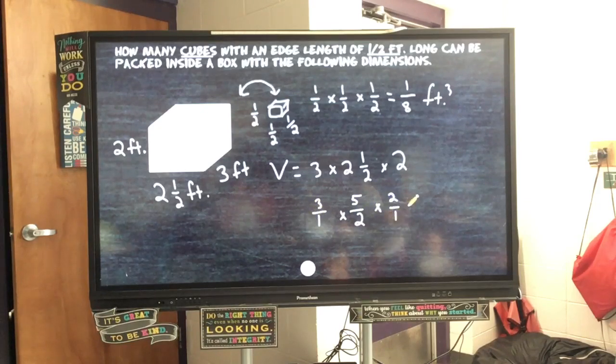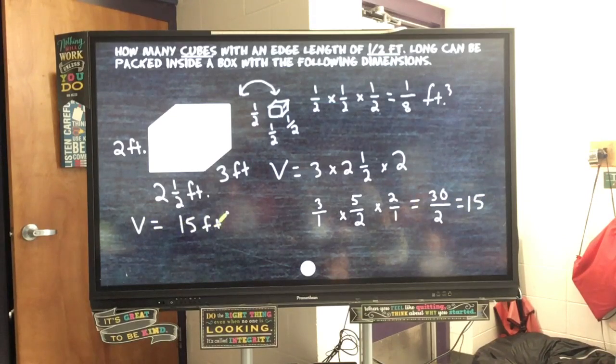Now we may multiply all of our numerators together. 3 times 5 is 15, and 15 times 2 is equal to 30. And for our denominator, we have 1 times 2, which is 2, and 2 times 1, which is also 2. Next, we are going to simplify our improper fraction by taking 30 and dividing that by 2. That's equal to 15. So the volume of the shown box is equal to 15 cubic feet.